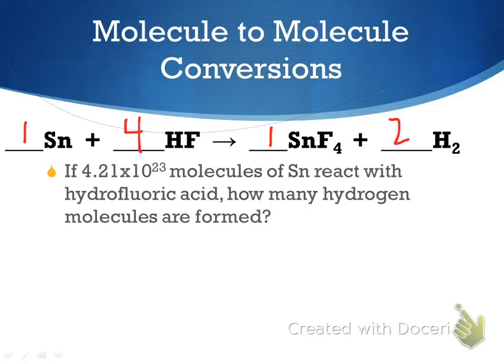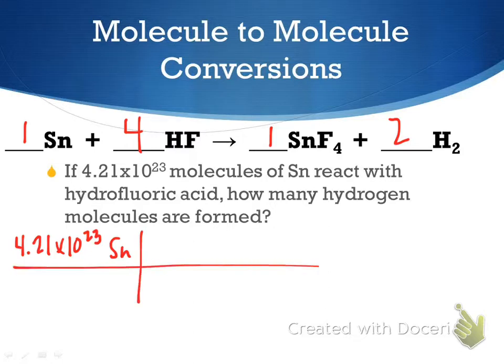But we're going to start with what we know. 4.21 times 10 to the 23rd of tin. I'm not going to write out molecules because it takes too much space. And we know if we're dealing with a number that big, it should be molecules. Okay? If I want to get rid of molecules, what do I need to go to? Okay, what's my process here? I'm going to go from molecules of tin to moles of tin to moles of what? Hydrogen, then to molecules of hydrogen, right? That's my 4 steps.